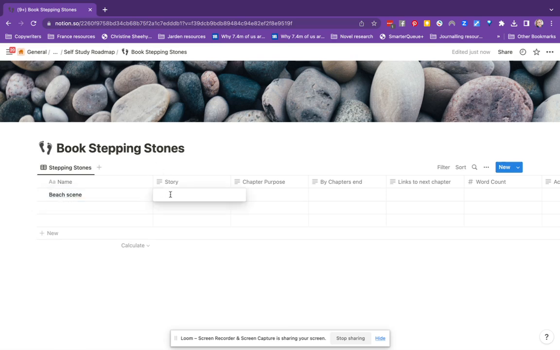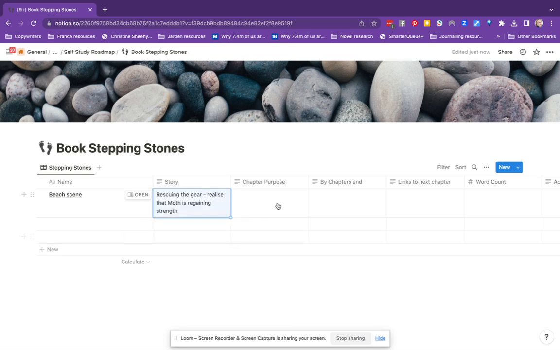And the story would be the rescuing here, and realize that Moth, which is the husband's name, is regaining strength. This is the opening scene in the book, The Salt Path. He has been diagnosed with a degenerative condition, but there's this scene where they're running on the beach and they realize that actually he's getting stronger where he should be getting worse. So the purpose here is to draw the reader in, because it's the opening chapter. So we want to draw the reader in, reader, not the writer, and foreshadow what's to come.